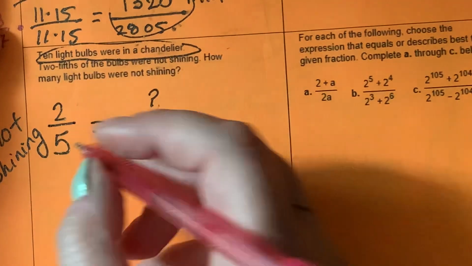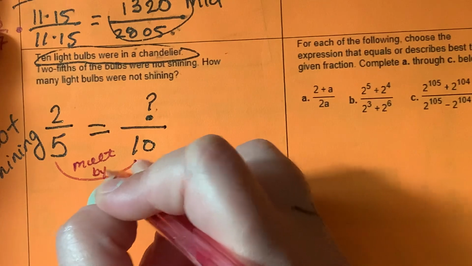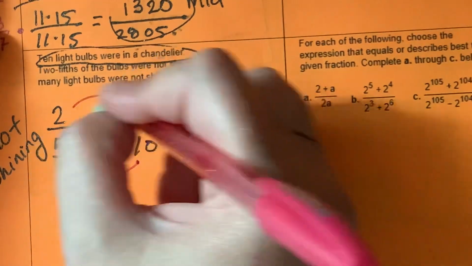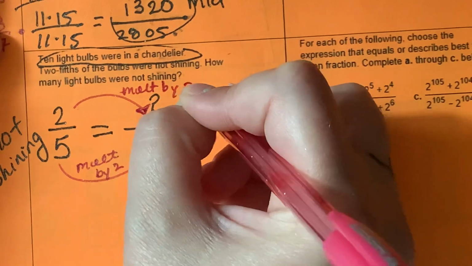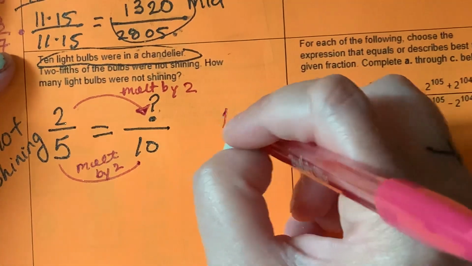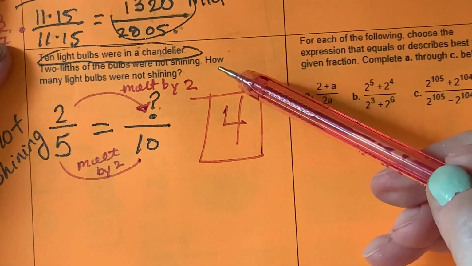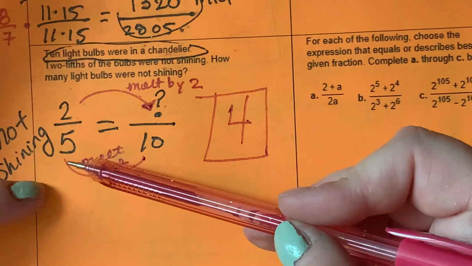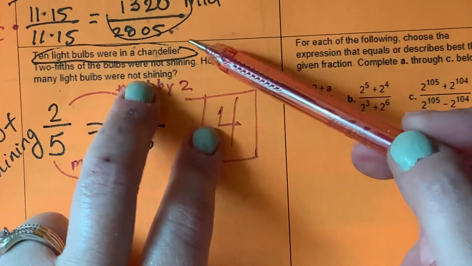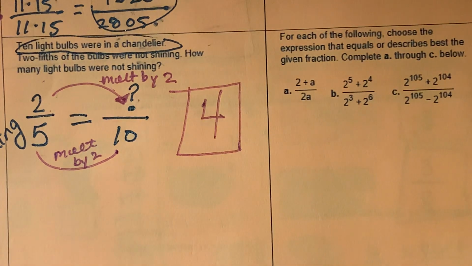So let's think about this. To get from 5 to 10, you multiply by 2, right? So to get from 2 to the question mark, we're going to multiply by 2. And 2 times 2 is 4. So the question was, how many light bulbs are not shining? Not 2, because that's 2 out of 5. We had 10 total lights. So we changed up our fraction to see 4 out of 10.